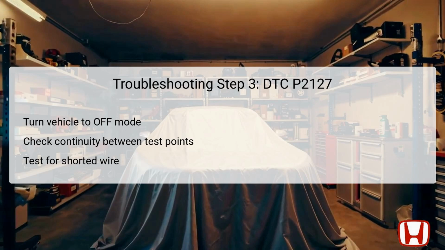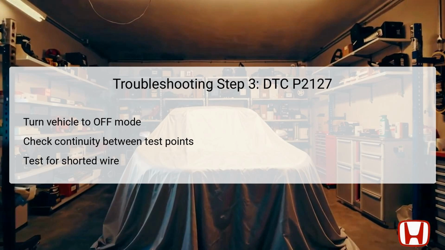Check for continuity between test point 1 at the APP sensor connector, female terminal number 3, and test point 2, which is the body ground. If there is continuity, this confirms a shorted wire in the APS2 line between the PCM and the APP sensor, necessitating immediate repair.